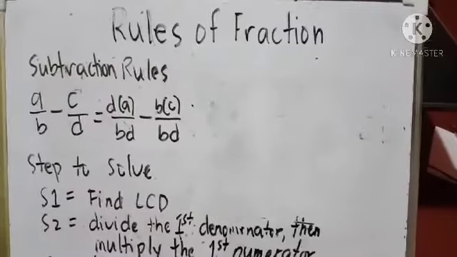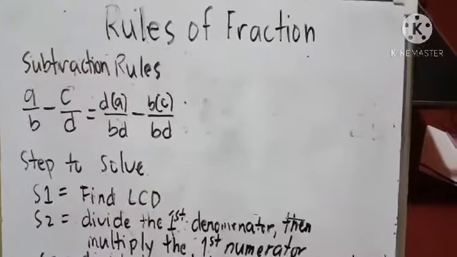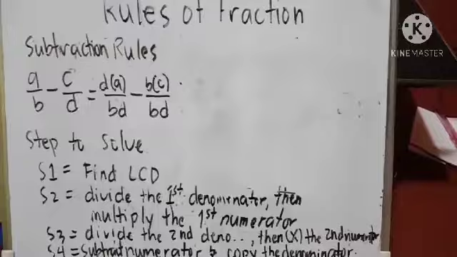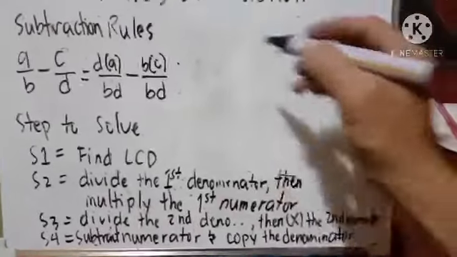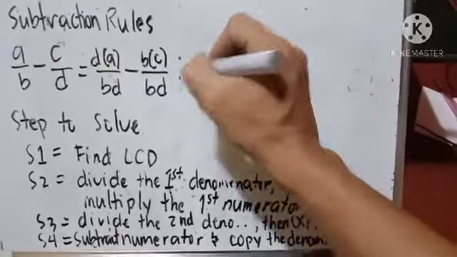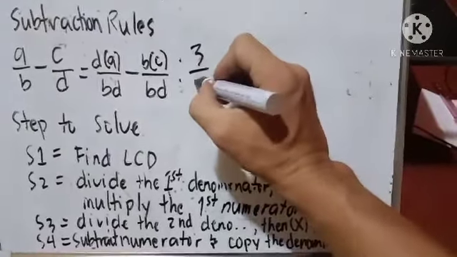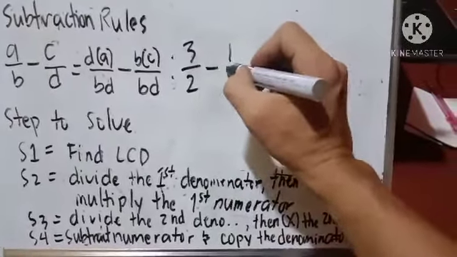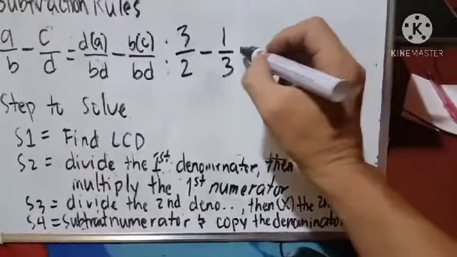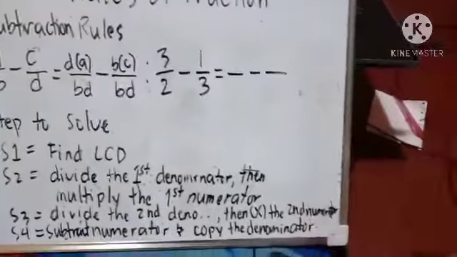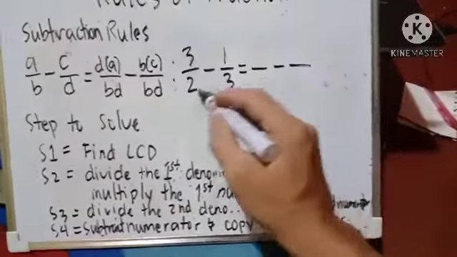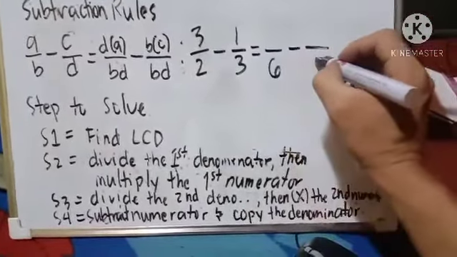Next, children, how about subtraction? So, ito pa rin yung hindi pareho yung denominator. So, what we are going to do? Follow the steps to solve. So every example, copy natin yun. 3 over 2 minus 1/3. So, first step, find the LCD. The LCD of 2 and 3 is 6.